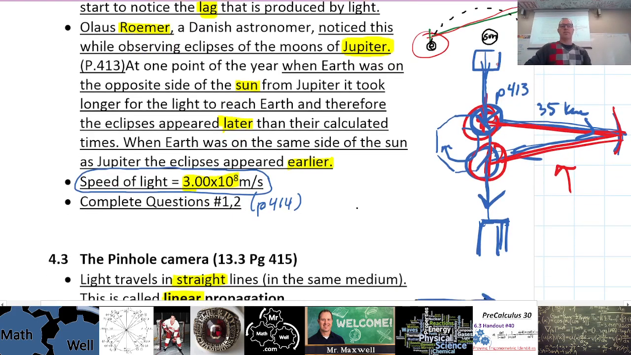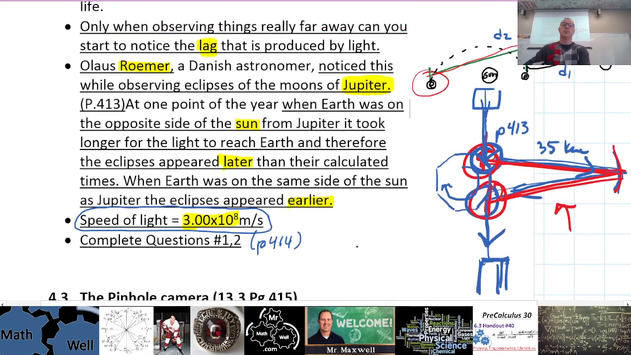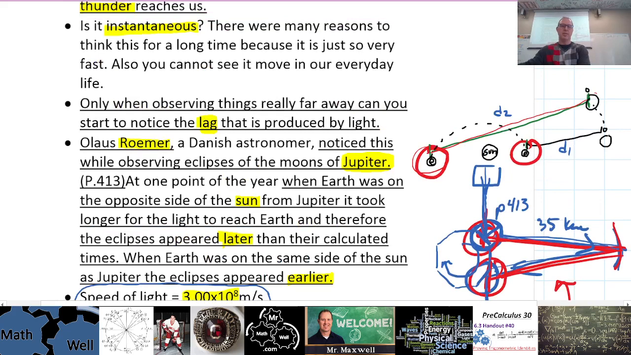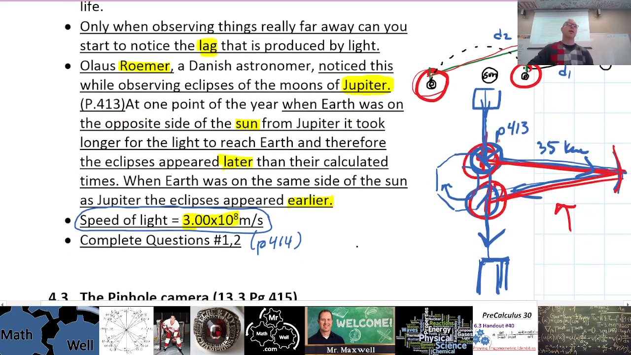How long does it take light to get from here to Jupiter? Well, it depends where here is. Is here over here, or on the other side of the sun? So there's a bit of a difference, but you could look that up and figure that out.